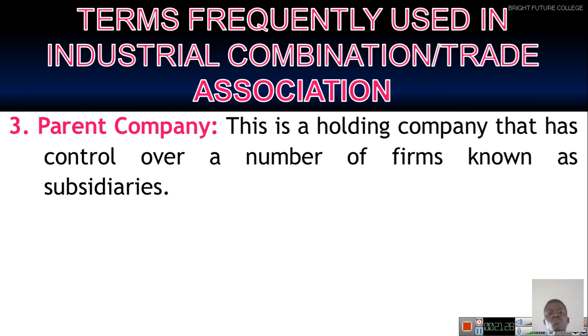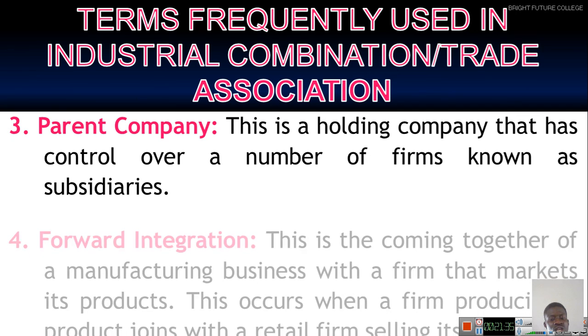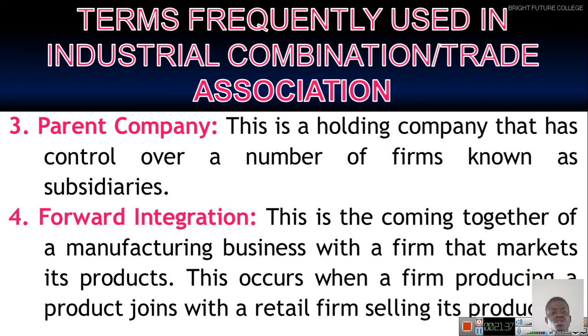We have a parent company. A parent company is also a holding company. So that is a holding company that has control over a number of firms known as subsidiaries. You have forward integration, just as it implies, forward. This is when a firm that is manufacturing integrates with a firm that is selling. As you can see, in this case, the movement is forward. You manufacture and then you integrate with a firm that will sell it, which is a movement towards selling. So that makes it a forward integration.